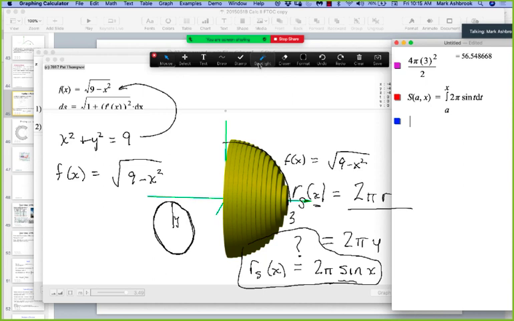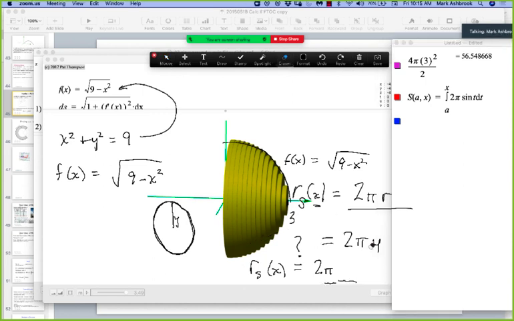Okay, so it's still 2 pi y, is that right? But then our y is different. Good. Thank you very much. Someone's paying attention. So instead of sine of t, we want what? The square root of 9 minus x squared. Yeah, 9 minus t squared. Okay, now are we good?